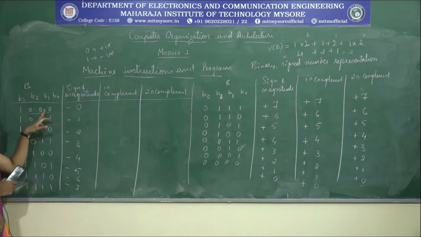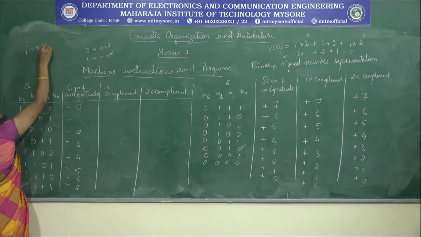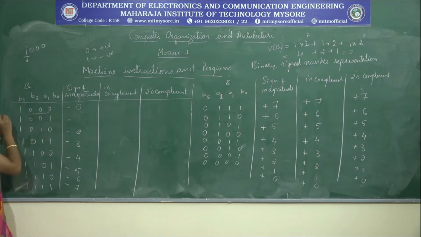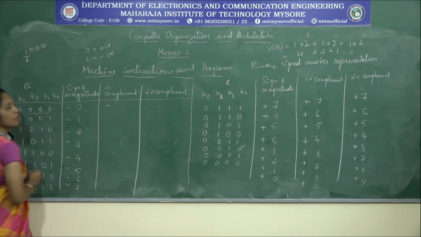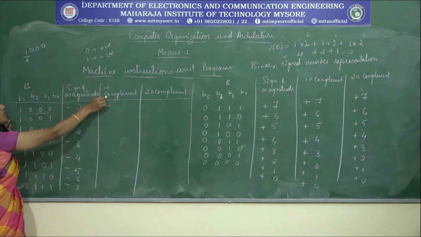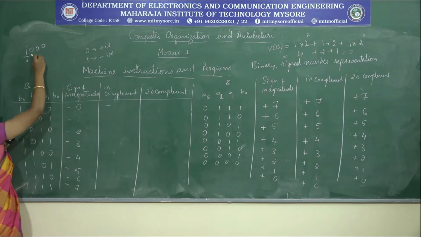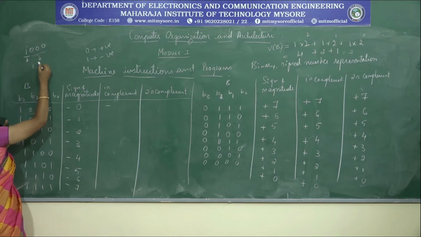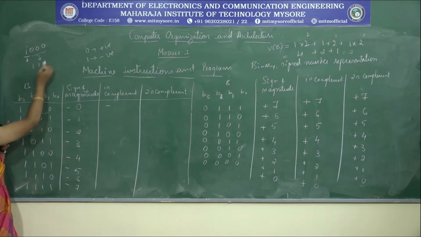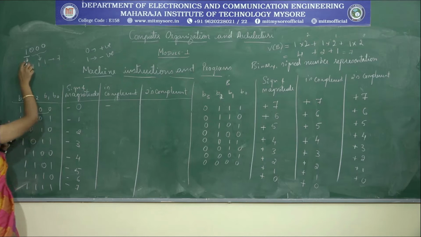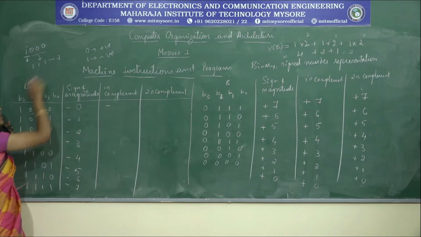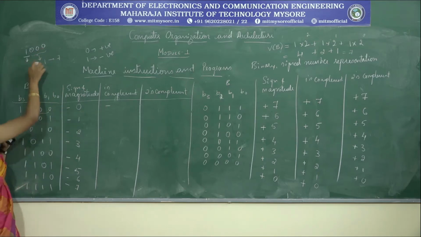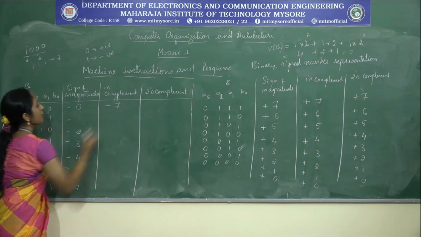If we consider 1's complement form, here we have a string 1 0 0 0. Here we have the sign bit, so the sign of the number is minus. Since we have 1's complement representation, we need to take the negation of these bits. Negation of these bits is nothing but 1 1 1. Therefore this is equivalent to 7. The sign is minus and the magnitude for this string is minus 7.